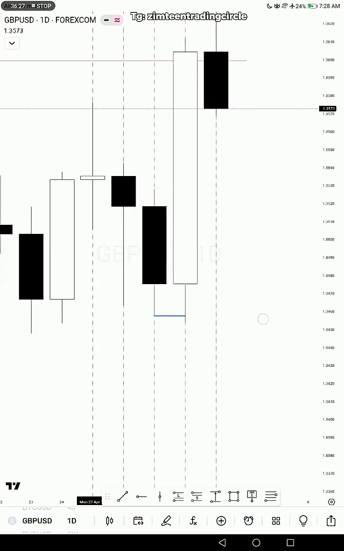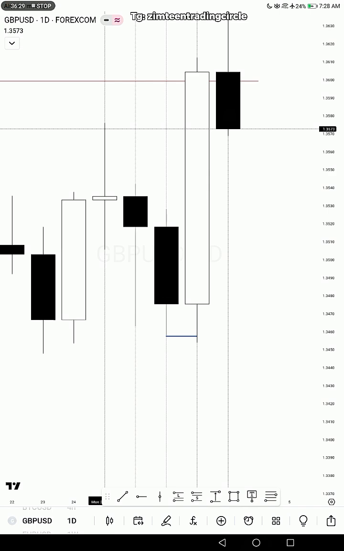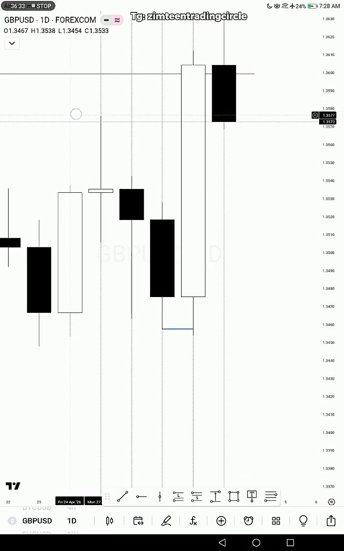And all these right here are low resistance liquidity runs, because no liquidity was swept until this Thursday's gigantic candle engulfed and swept the liquidity. Now going to the 1 hour time frame.